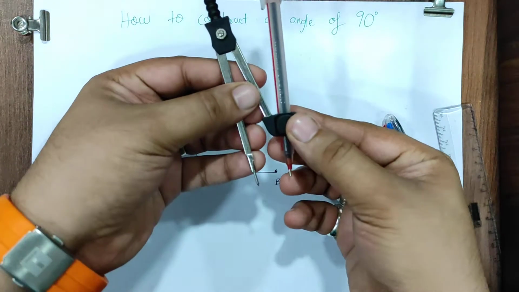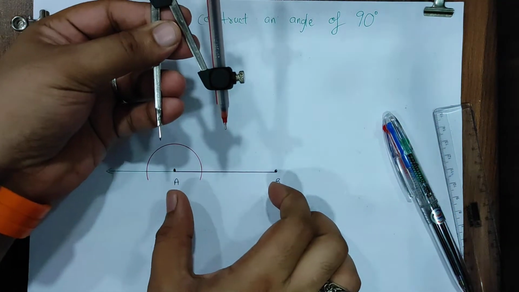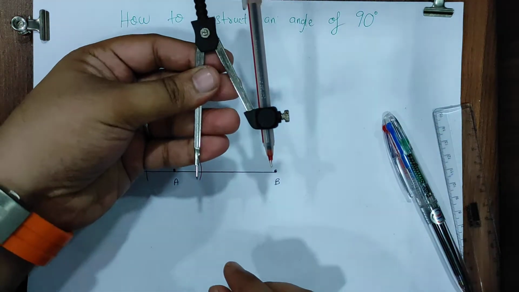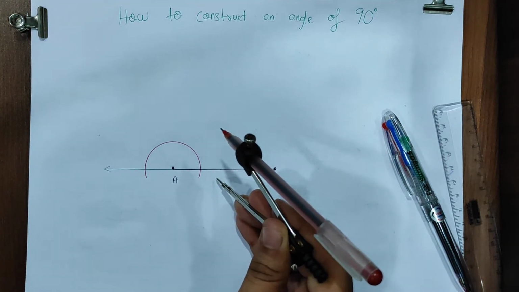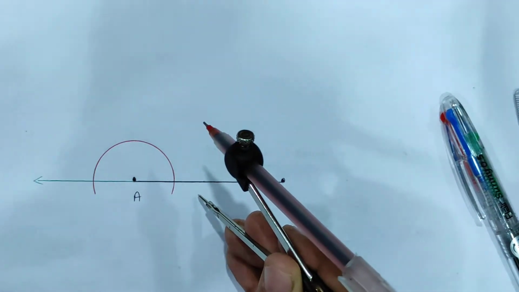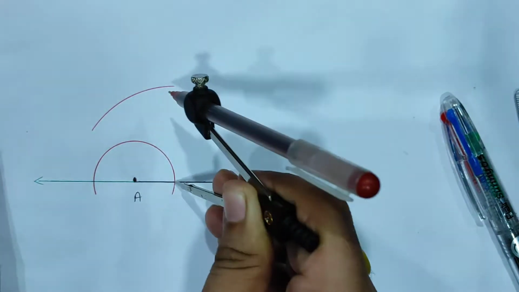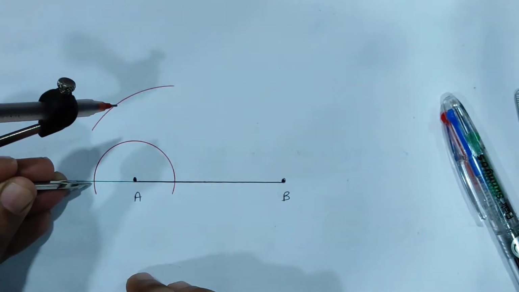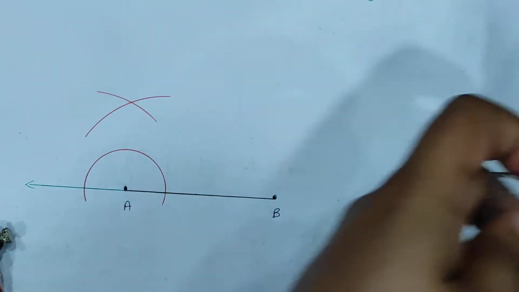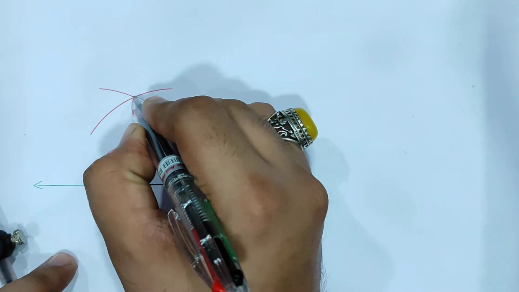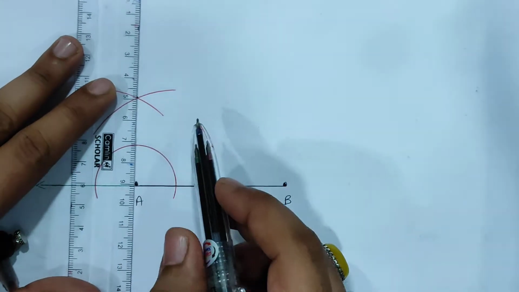Now increase the radius, and it should be more than half of this segment AB, more than half. Now, keeping it at this point, can you see this point very clearly? Let me zoom in if you want. Now, keeping at this point, I'll mark an arc over here without changing the radius. Keeping at this point, I'll mark an arc over here. That's it, students. Let me highlight this point. This is the point of intersection of two arcs. And now I'll connect this point A and this point.